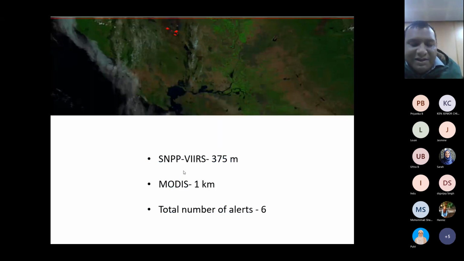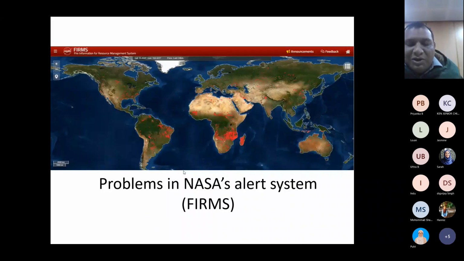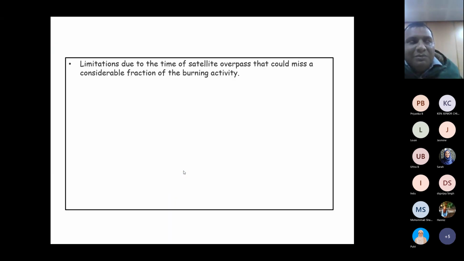So precise fire alert, as I already told you, we follow these two satellite data. One is the SNPP-VIIRS and MODIS. So totally we give the FSI, Forest Survey of India, using this satellite information. They give six alerts a day. So this is the website NASA has, which we call FIRMS. It's available throughout the world, and in that we apply our boundary, and we call out only the forest area, and we do it.